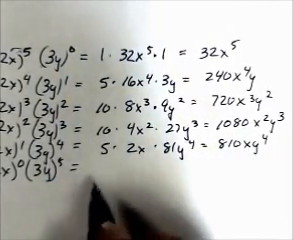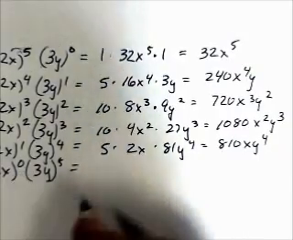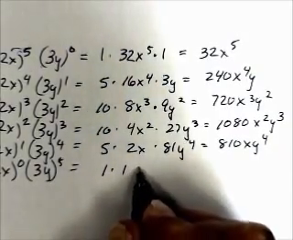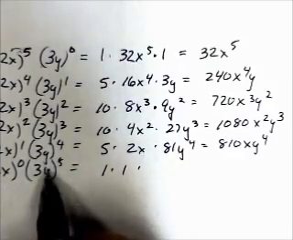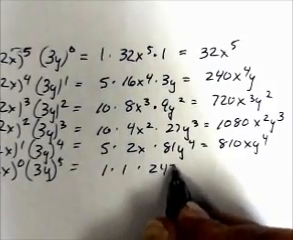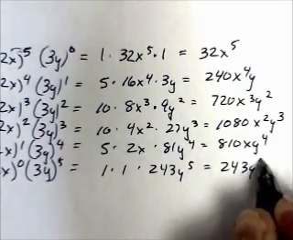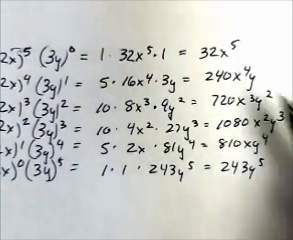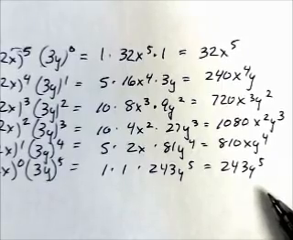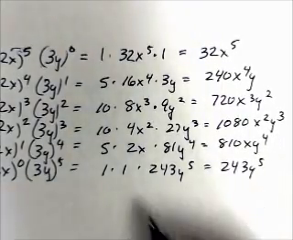And lastly, 1 times 2x to the 0 is 1. 1 times 1 times 3y to the 5th. 3 to the 5th is 243, y to the 5th. So 243 y to the 5th. So here we want to list now all 6 of our terms with addition signs between them.